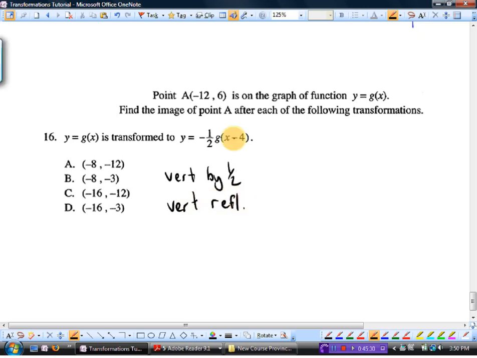What's that? 4. It's next to the x, so it's got to be a horizontal. It's right next to the x, backwards. Yep, 4 right. Then what I do is I write down the x coordinate and the y coordinate, and I'm just going to work my way outwards. Vertical by a half, that's going to become a 3. Vertical reflection, that's going to become a negative 3. 4 right, that's going to become a negative 8. I find that works for me, just kind of working outwards.